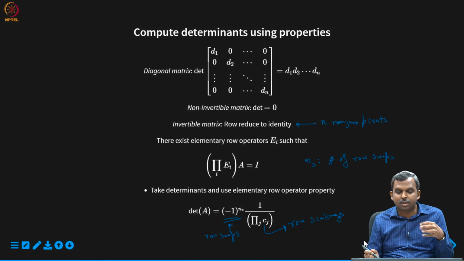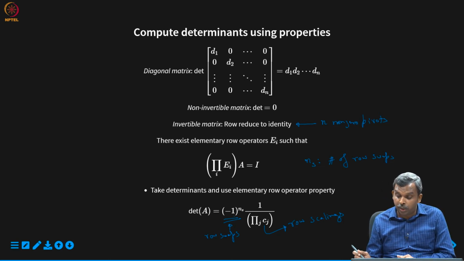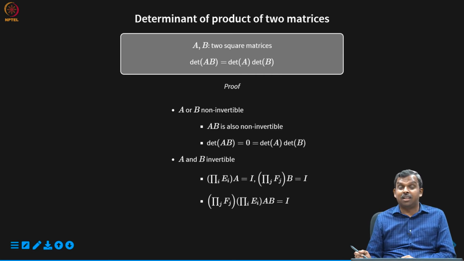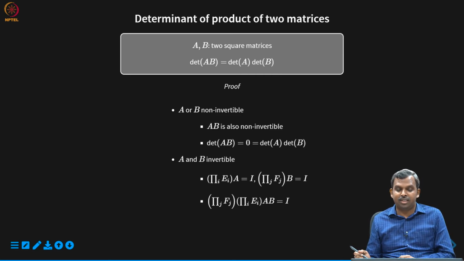So once again, using the simple properties of the determinant, we are able to easily compute it for any matrix that we want. Not only this, you can do a lot more interesting things with these row operations. Here is another fantastic result that is very non-trivial and interesting for determinants. If you have two square matrices, the determinant of the product of the two matrices is the product of the determinants. Determinant AB is determinant A times determinant B.